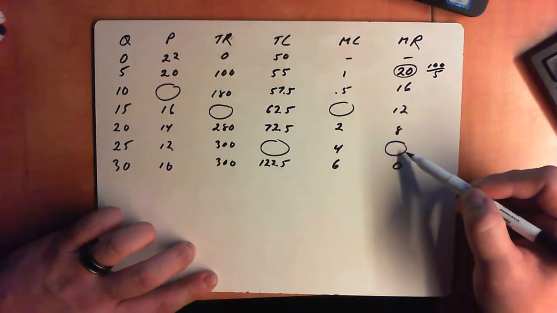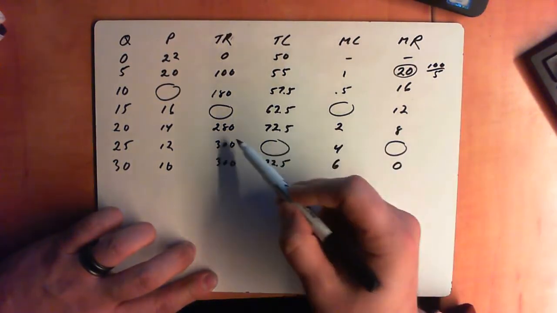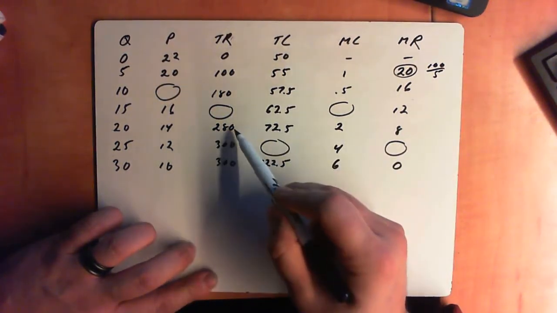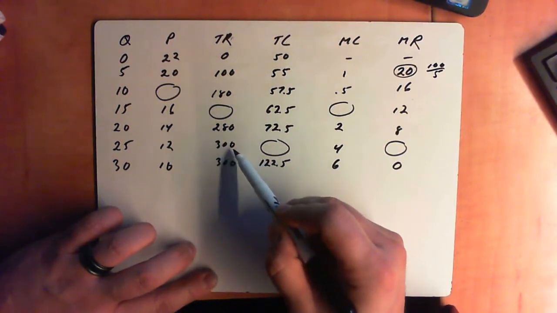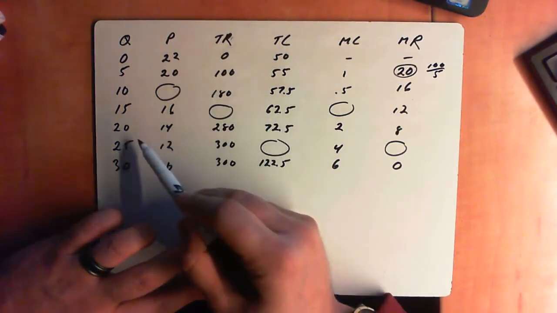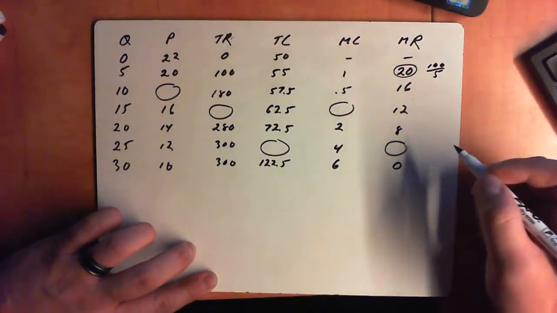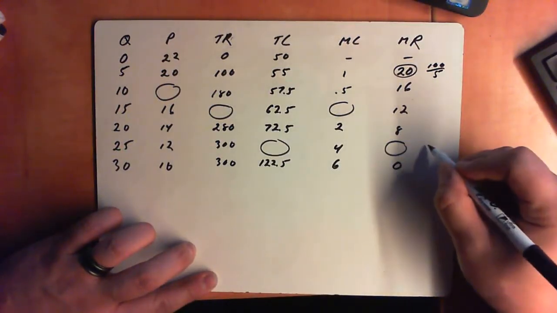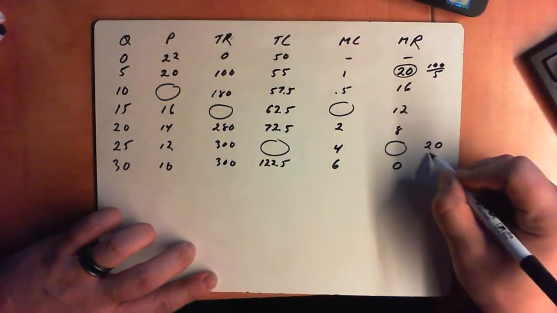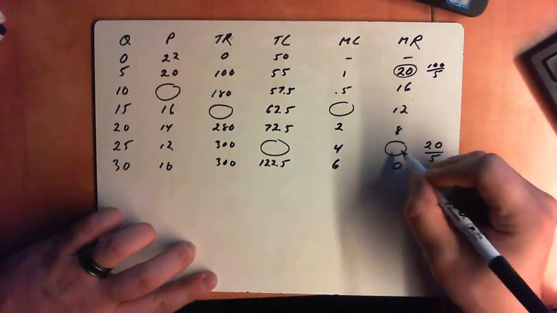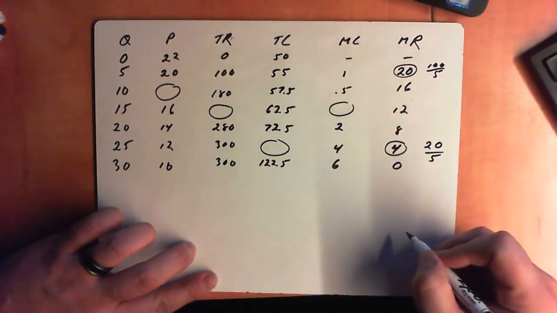Again, our change in revenue divided by our change in quantity. The change in revenue from the previous level of 280 to this new level here is 20. The change in quantity goes from 20 to 25. So change in revenue is 20 divided by the change in quantity of 5 gives us a marginal revenue of 4.